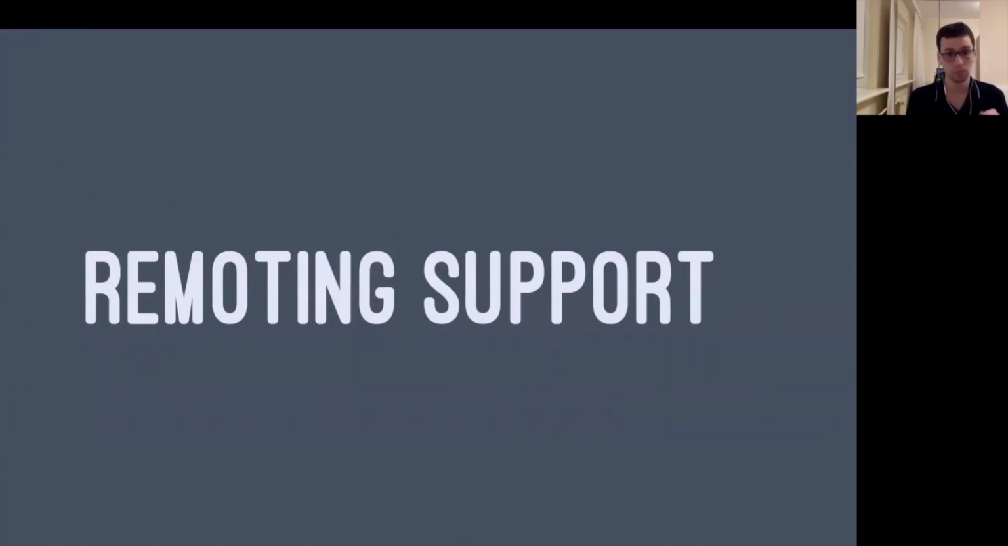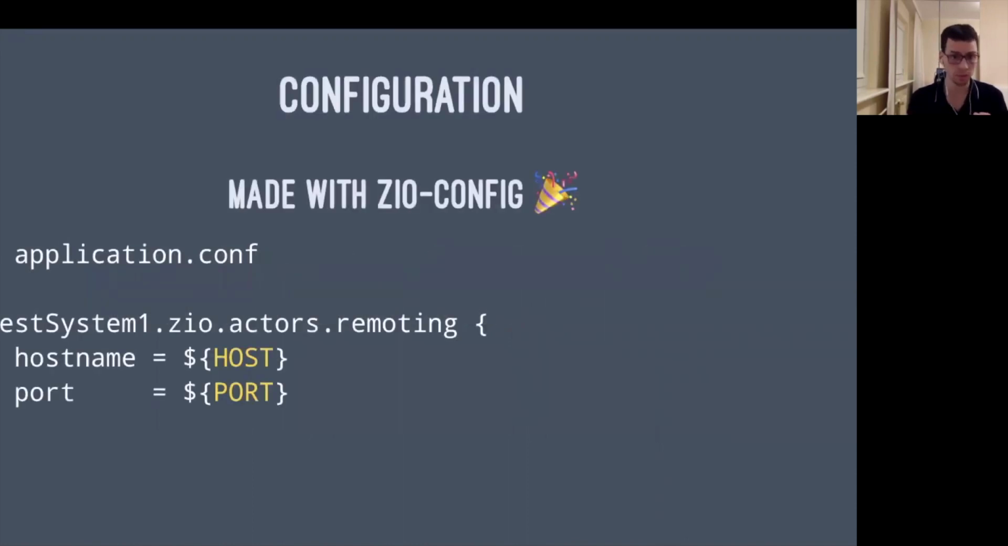Currently, we've also got the remoting support that I hope in future will be used in clustering functionality. For remoting, we also require configuration, of course, for defining the host name and the port number. For managing the configuration, we are using ZIO Config, also a great library within the ZIO ecosystem. Configuration for remoting in ZIO Actors is pretty much the same as in Akka. We need to define the host name and the port that this actor system will be bound to.